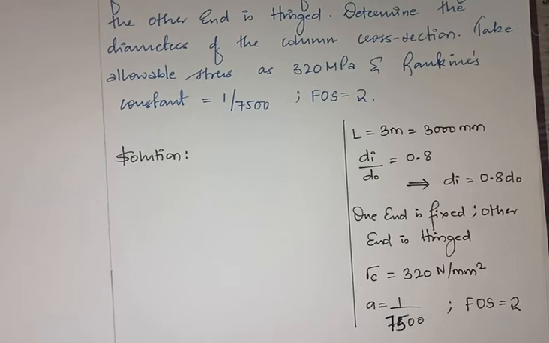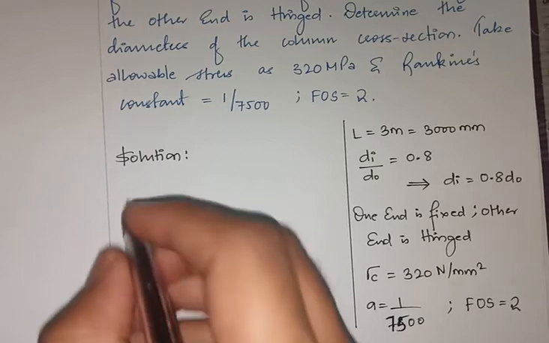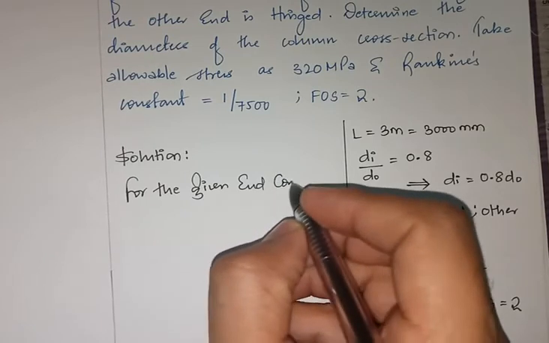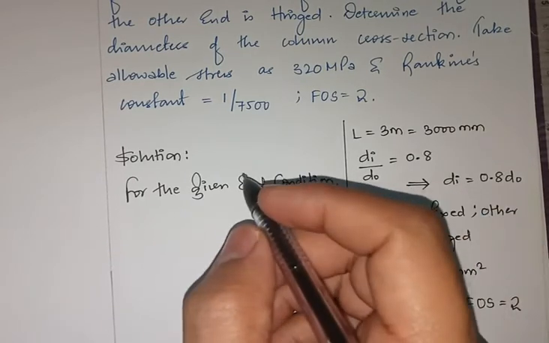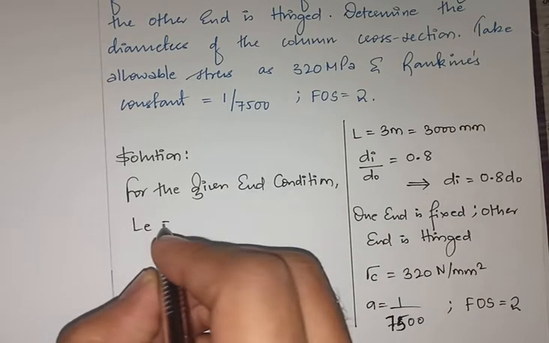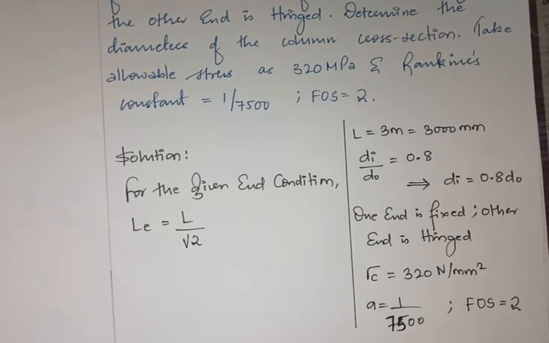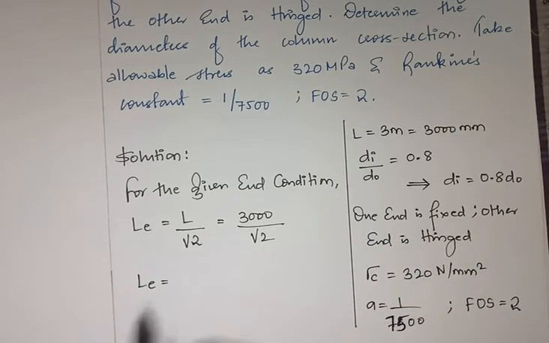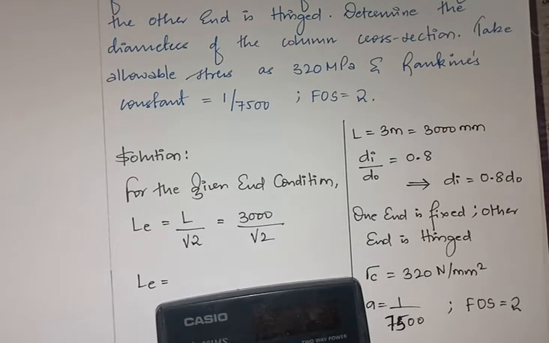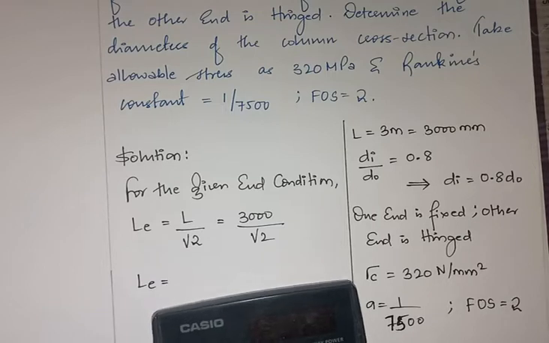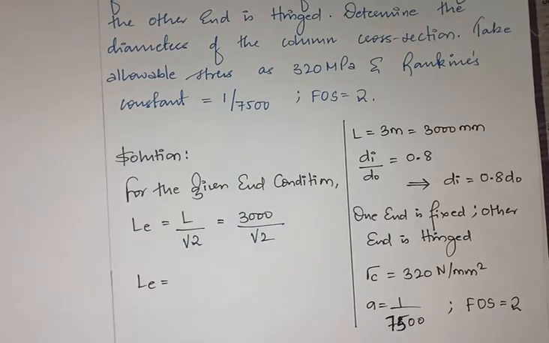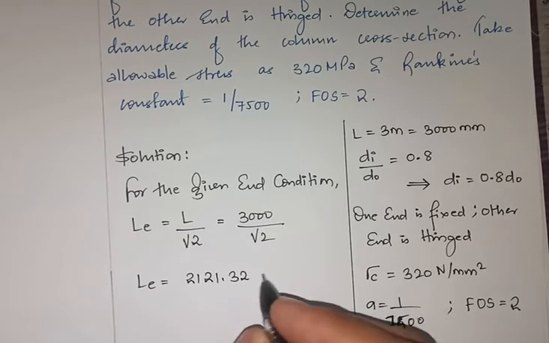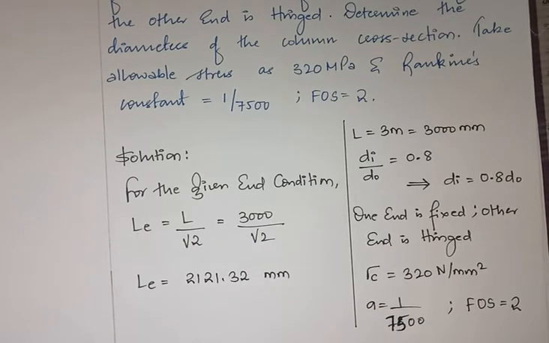So here, first let me calculate the effective length for the given end condition. How do you calculate L effective? L effective is L divided by root 2. So what is the value of L effective? It is 3000 divided by root 2. Let me check. I'm getting it as 2121.32 mm. That is the first calculation that is required.